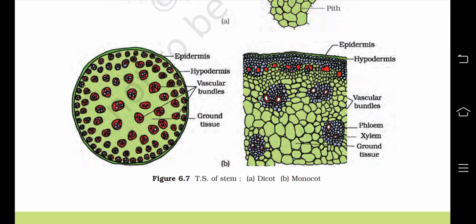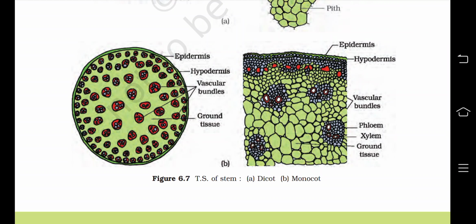Here vascular bundles are conjoint but closed, okay, which means there is no cambium in between the phloem and the xylem. Then peripheral vascular bundles are smaller than the centrally located ones, and phloem parenchyma is absent, and water-containing cavities are present within the vascular bundles. So this is all about the transverse section of a monocot stem.